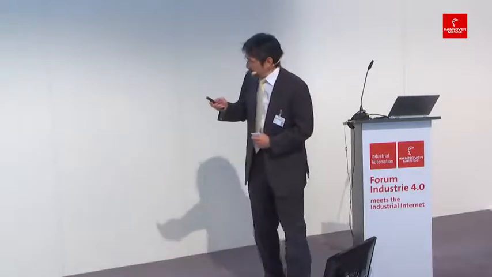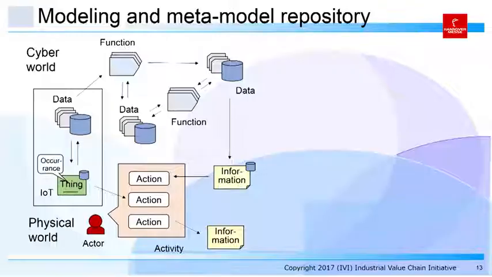So let me explain about how we are connected each other between physical world and cyber world. So now the actor is very important role, but they have to do something in the floor. So activity action is an element of the modeling in the physical world. And also, we can see the information and things. That's everything for the physical world.